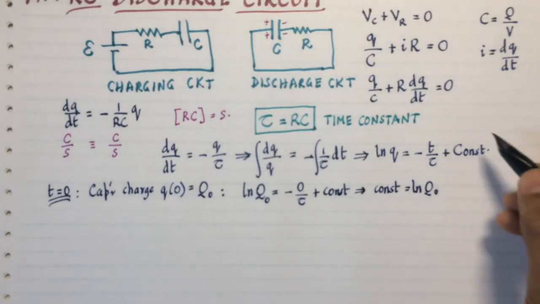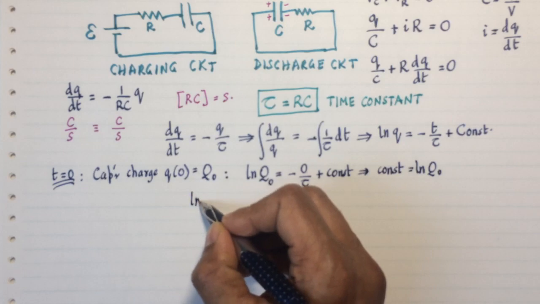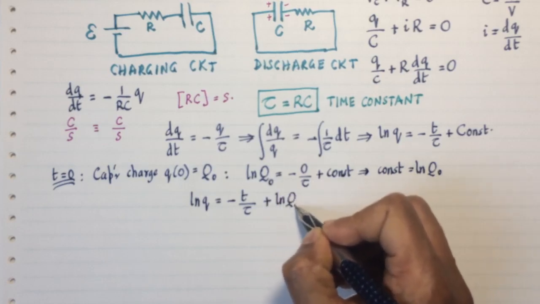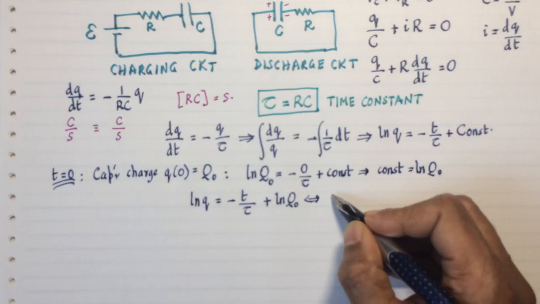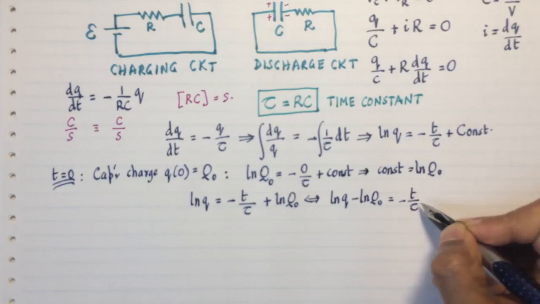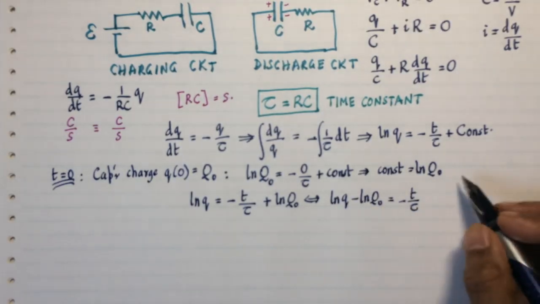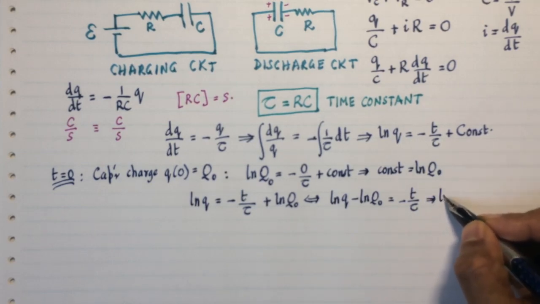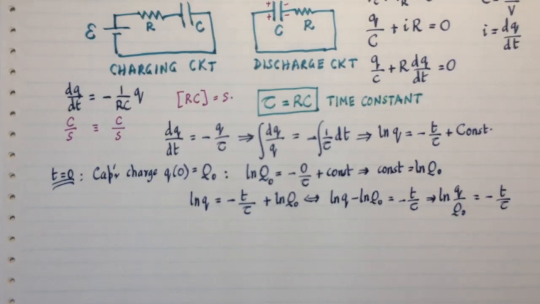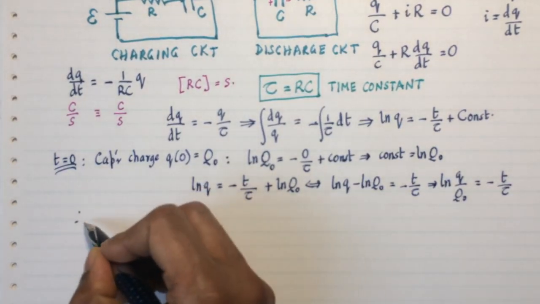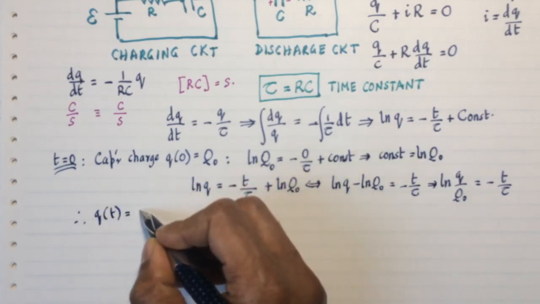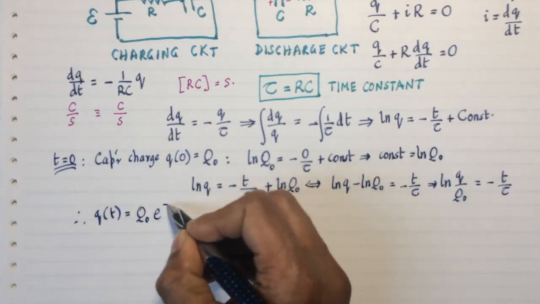Once I've determined the constant, I can put it back in the solution to the equation. So I get natural log of q equals minus t over tau plus natural log of q naught. Now I can bring the natural logs to one side. So that gives me natural log of q minus natural log of q naught equals negative t over tau. And natural logs have the property that the difference of natural logs is a ratio. So I can write this as natural log of q over q naught is equal to minus t over tau. Almost done. I just have to take the exponential of both sides. So this tells me that the charge as a function of time is equal to q naught e to the minus t over tau.